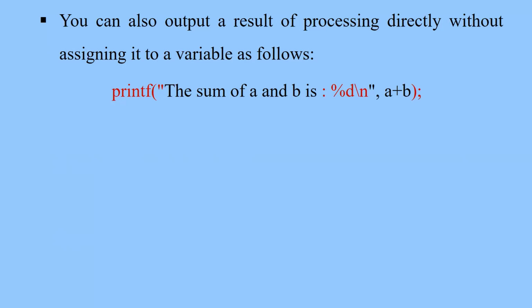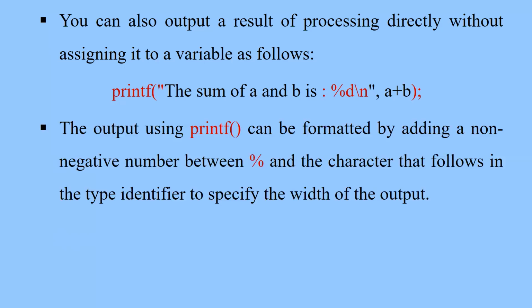So that one will not be stored anywhere. The sum is not being stored anywhere. The computation is being done and it's not being displayed on the screen directly. So the output using primitive function can be formatted by adding a non-negative number between percent, or sometimes we can call it even modulus, and the character that follows in the type identifier to identify the width of the output.